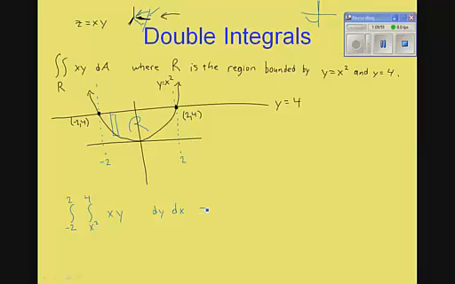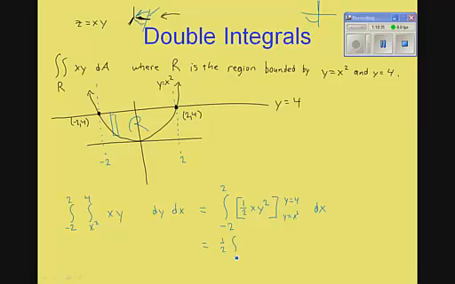Okay, so let's compute. So what do we get? Well, we work inside out. So let's keep the negative 2 to 2. And when we integrate dy, what do we get? About 1 half xy squared? Is that okay? Because I treat x as a constant. We happy? Okay. And we're going to go from y equals x squared to y equals 4, and then we're going to integrate dx when we're done.